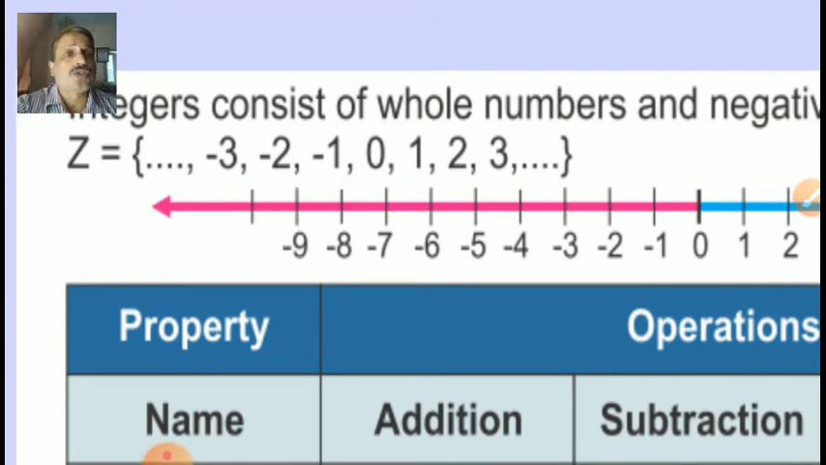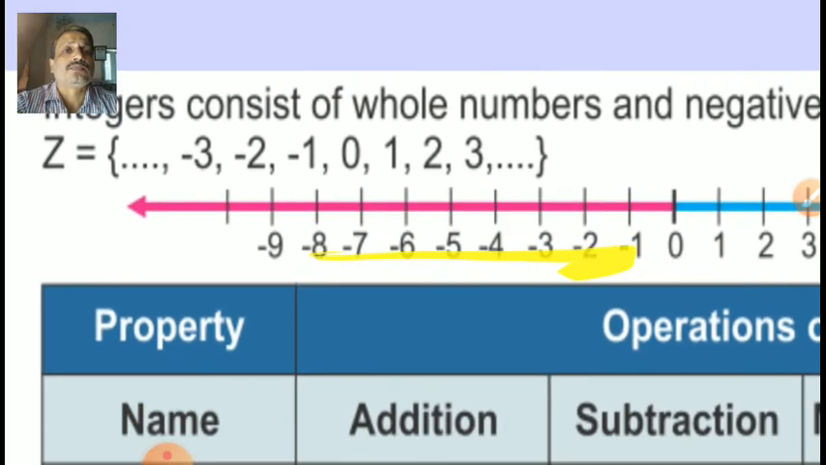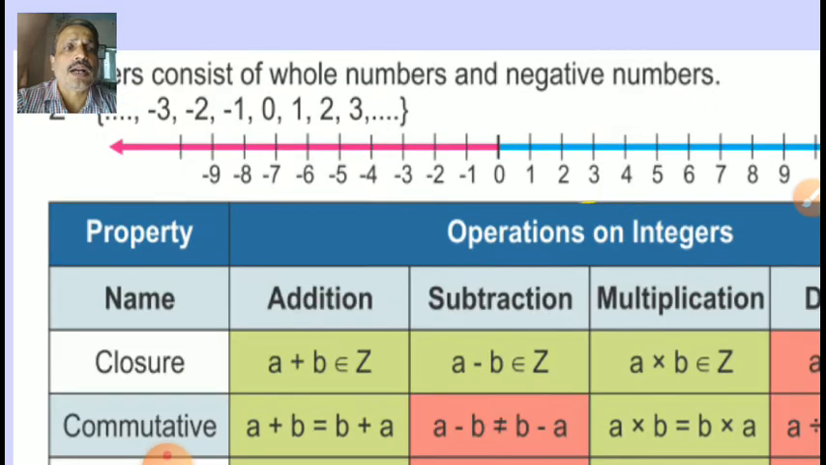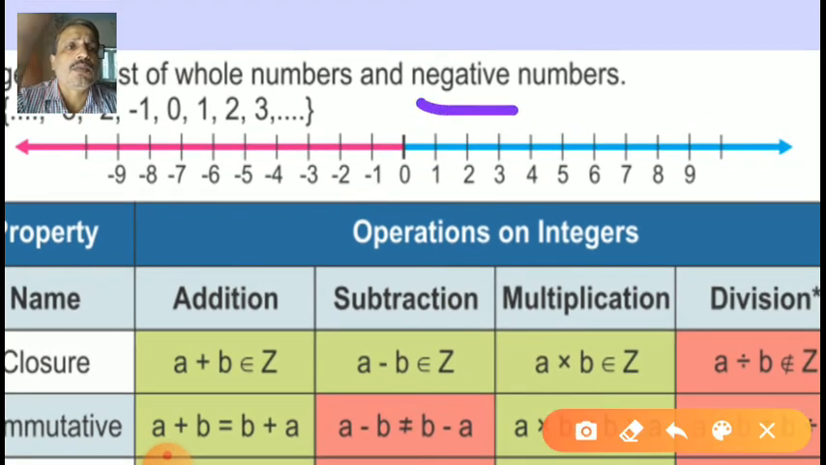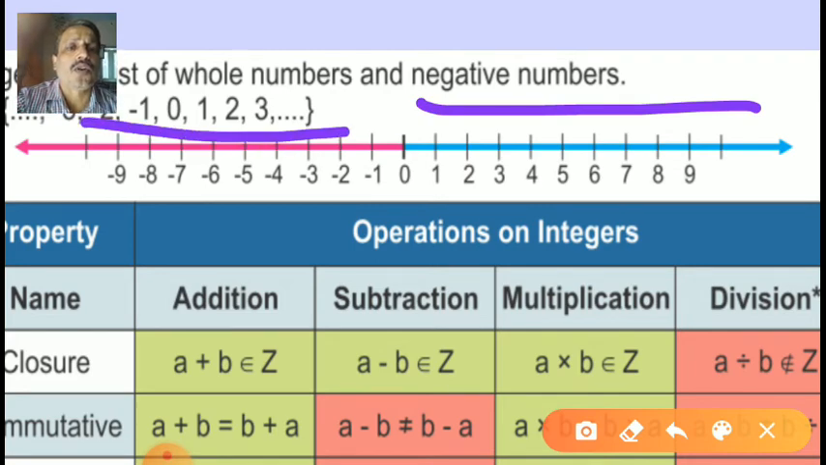Integers consist of whole numbers and negative numbers and are denoted as Z. In brackets we can write dot dot dot, minus 3, minus 2, minus 1, 0, 1, 2, 3, dot dot dot. Here you can find a number line with positive and negative numbers. Positive numbers are shown in blue and negative numbers are shown in red or pink. Negative numbers are on the left side of 0, and positive numbers are on the right side of 0.